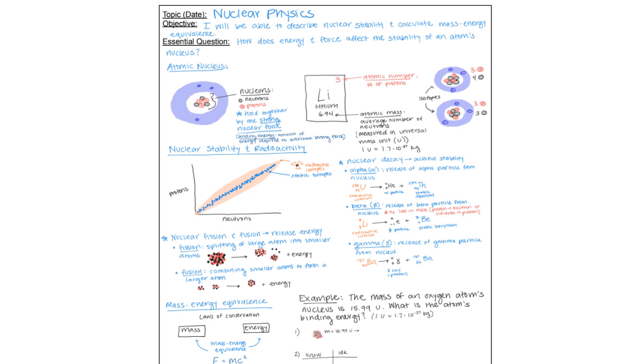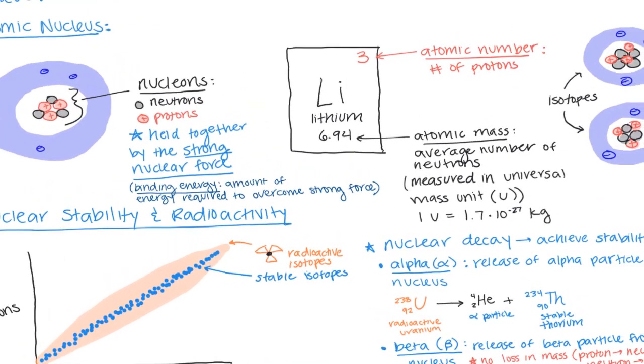So our objective today is to be able to describe nuclear stability and to calculate the mass energy equivalence of a particular scenario. And the essential question that you all should try to answer at the end of watching the video is, how does energy and force affect the stability of an atom's nucleus? There are a lot of obscure topics in here, and quite a bit to cover related to nuclear physics, but I hope this video is going to give you a general overview of what nuclear physics is about.